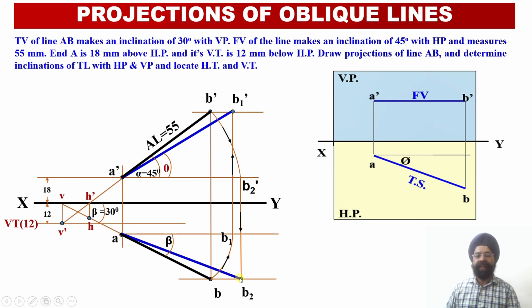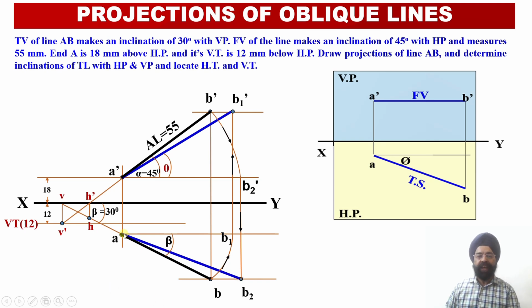Now we need to validate. This validation is that the distance A dash B1 dash must be equal to the distance AB2. So if we obtain the distance A dash B1 dash equal to the distance AB2, it means both of these true lengths have worked out to be equal, and obviously they have to be equal, because you cannot have two true lengths for a single line. Once you obtain A dash B1 dash equal to AB2, it means we have validated the accuracy or correctness of the construction that we have made regarding the projections of the oblique line.